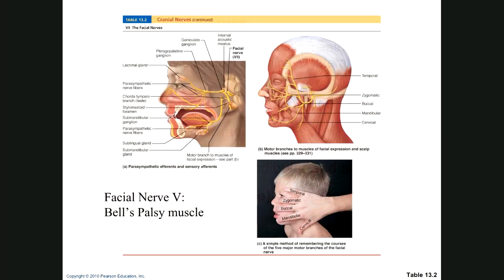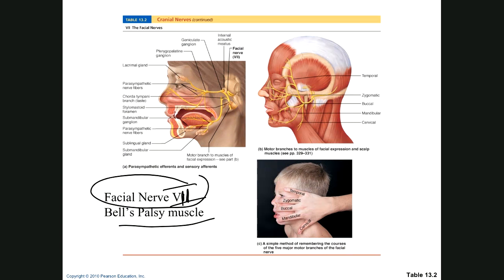This nerve actually branches into 5 different branches right there. It innervates most of the skeletal muscles that have to do with facial expression. Bell's palsy, which is a temporary paralysis of some of these facial muscles, is a condition of cranial nerve number 5. Oh, that's 7, not 5, which is facial nerve. This should be 7. That's wrong. We're on cranial nerve number 7.